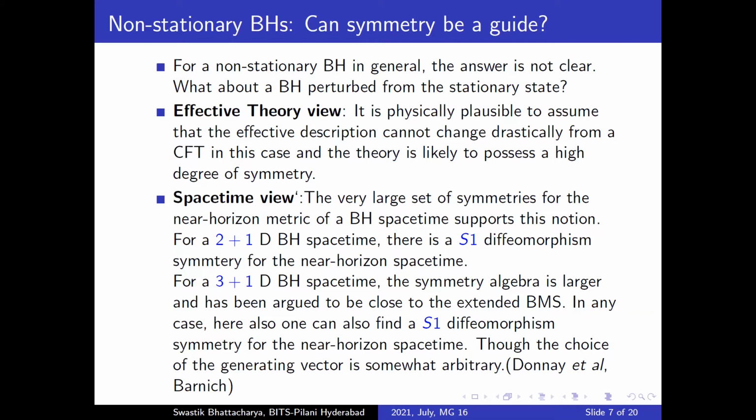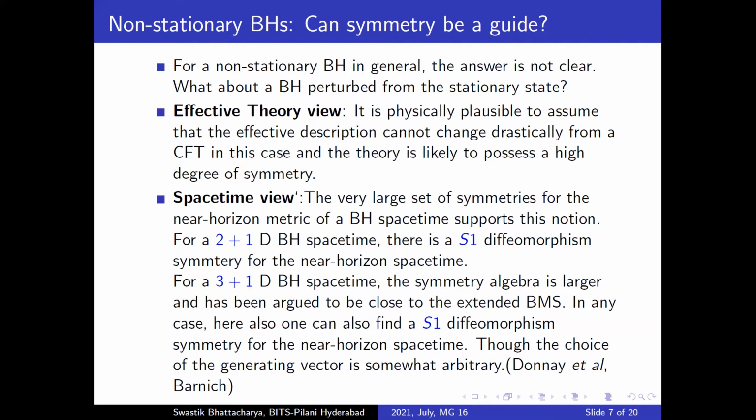So from the effective theory point of view, it seems physically plausible to assume that the effective description cannot change drastically, because there is nothing hinting at a discontinuity or a singularity here. So if the stationary state corresponds to a CFT, this theory, which is perturbed from it, would likely also possess a high degree of symmetry. Now let us look at this whole situation from the space-time point of view. So we already know that for a 2+1 dimensional black hole space-time, there is a very large set of symmetries for the near horizon metric, and it is actually an S1 diffeomorphism symmetry.